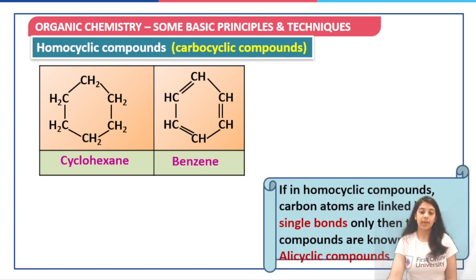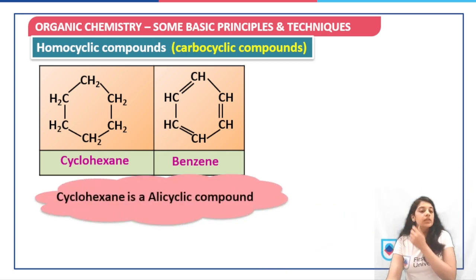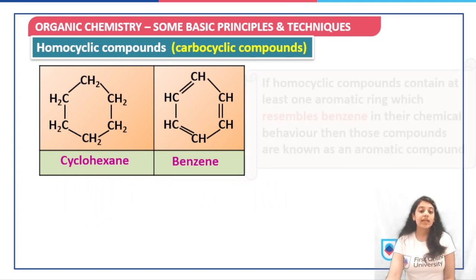If in homocyclic compounds, carbon atoms are going to be linked by single bonds, then these compounds are alicyclic compounds. So remember, what are acyclic compounds? What are aliphatic compounds? So alicyclic compounds. Acyclic means when you have open chain compound. Alicyclic means when you have in the cyclic structure only single bonds present. So that's alicyclic compounds. Understand the difference between acyclic and alicyclic. So cyclohexane is an alicyclic compound.